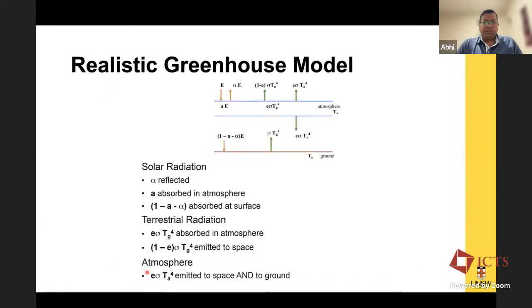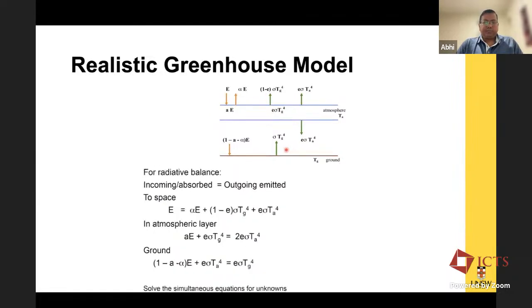We also check the happenings in the atmosphere. So whatever is happening in the atmosphere, you can see these two arrows here. You can see that you have emission both into space and to the ground, which is again given by E sigma times the temperature of the atmosphere, whatever the temperature is here, to the power of 4, which is basically emitted to space and ground. So we're having more components to the model.